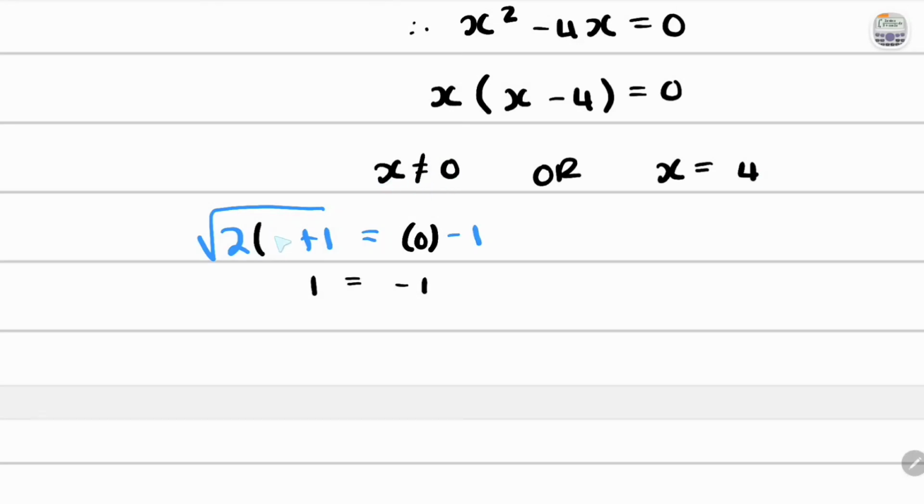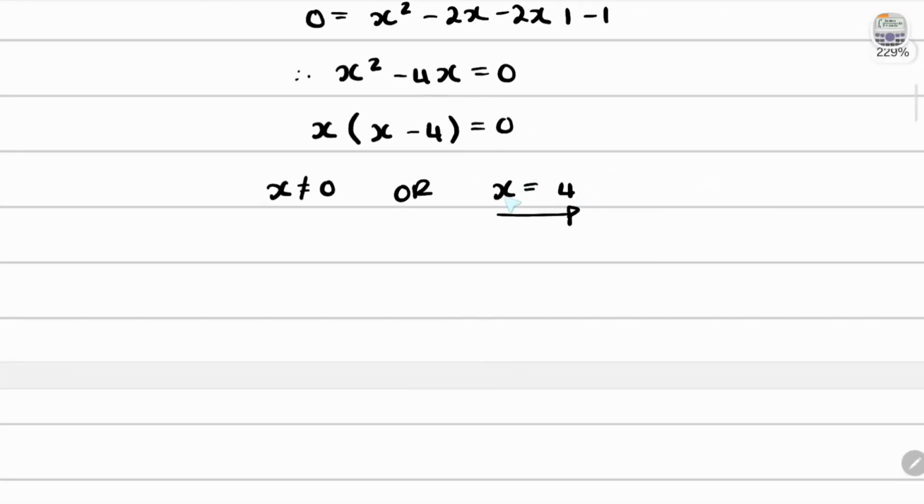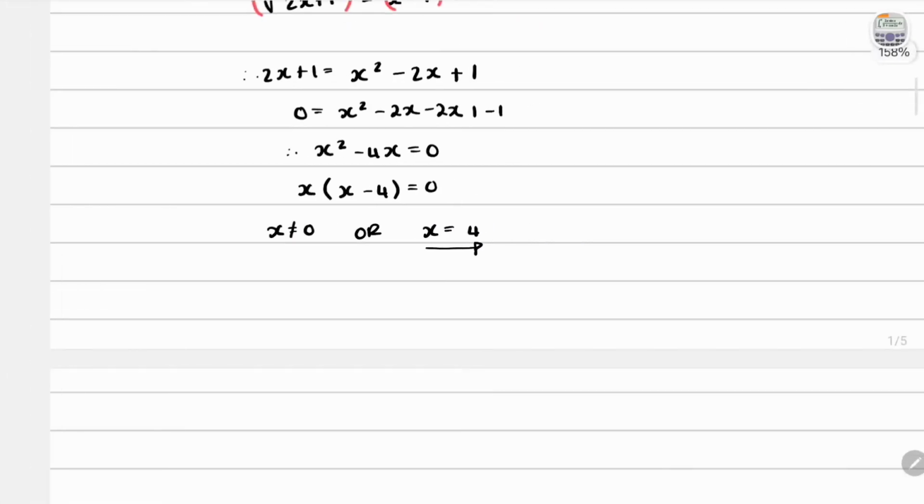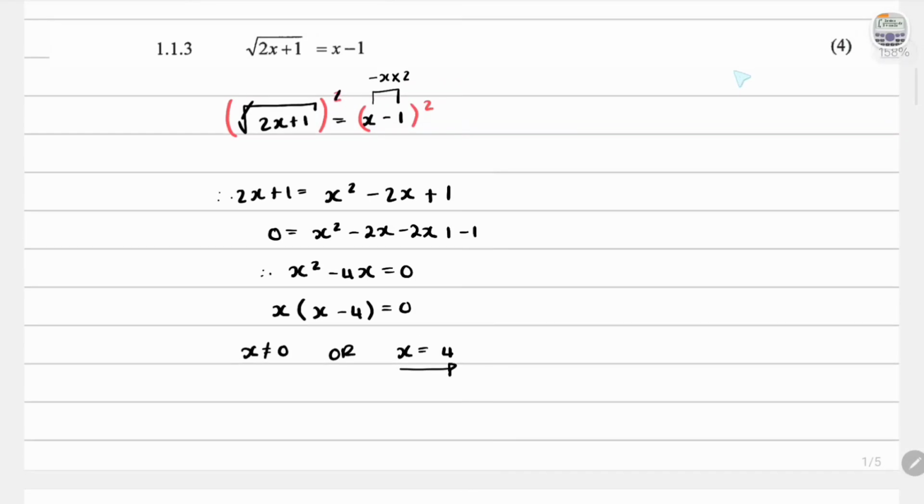So let's try 4. If we substitute 4 here and 4 here, you know that 4 minus 1 is 3. And here, 2 times 4 is 8, plus 1 is 9. And the square root of 9 is 3. The left-hand side really is equal to the right-hand side when x is equal to 4. So it means that x is equal to 4, but not equal to 0. And that is our answer.